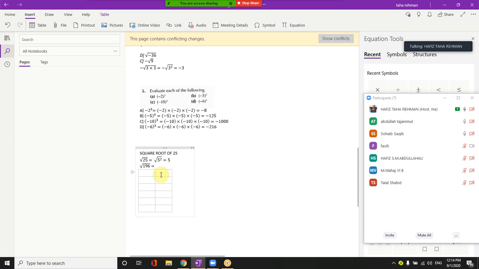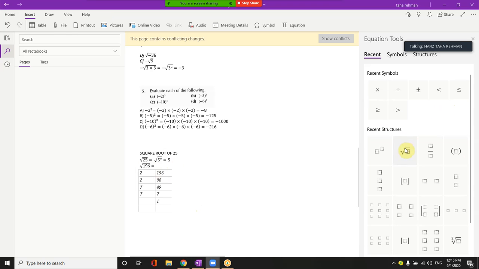Start. 196 is an even number, so we should divide it by 2, so the answer would be 98. 98 is also an even number, so we should divide it by 2, so the answer would be 49. 49 is a multiple of 7, so we should divide it by 7, and the answer would be 7. And 7 times 1 equals 7. It means the prime factors of 196 are 2, 2, 7, 7. So we can write it like this.